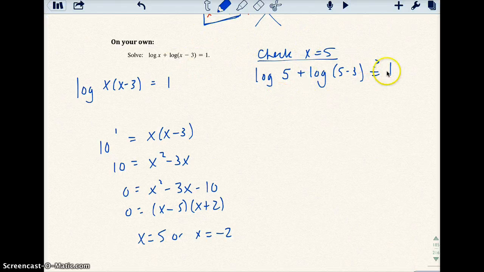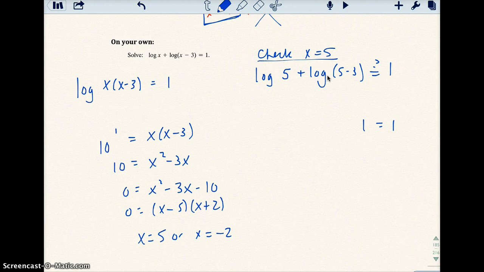Now I'm going to check this. There's two ways to check this. When I put in the 5, I get this statement here. Since this is base 10, you could just type this in your calculator. So you could just type in log 5 plus the log of, I'm going to type in just 2, because 5 minus 3 is 2. My calculator will give me 1.